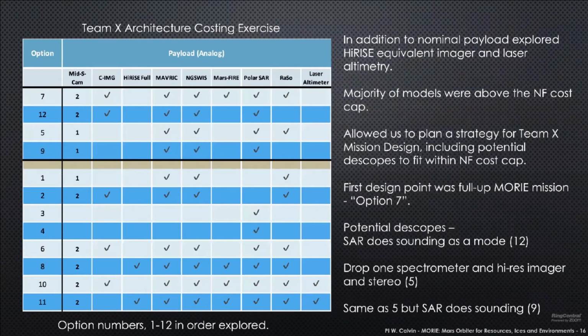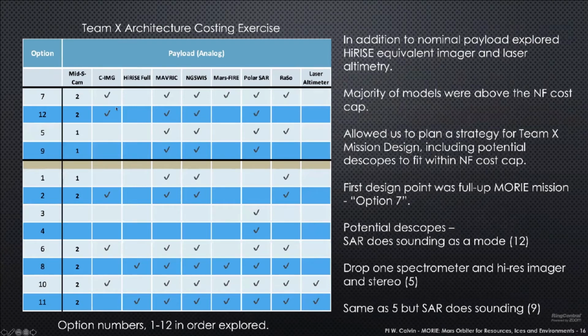So the table here just shows the options that we explored in terms of that costing exercise. The numbers 1 through 12 are the numbers that we explored. I want to point out that in addition to our nominal payload, we looked at a HiRISE equivalent imaging model, but this did allow us to do a strategy for our Team X mission design, including potential descopes that would then potentially fit into the New Frontiers cost cap.